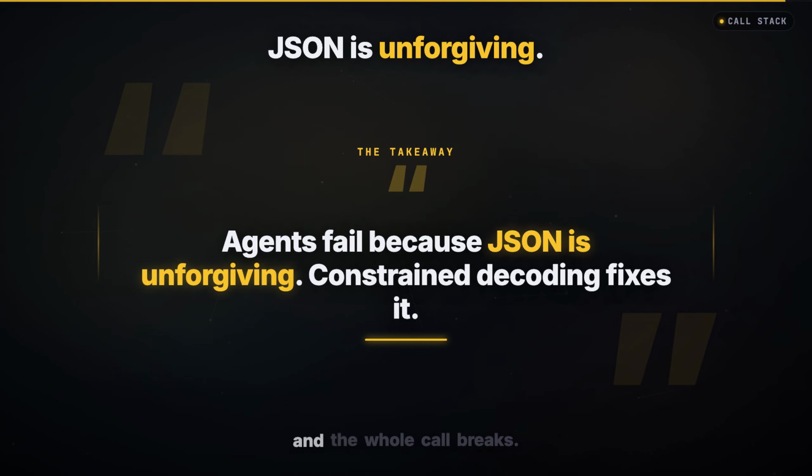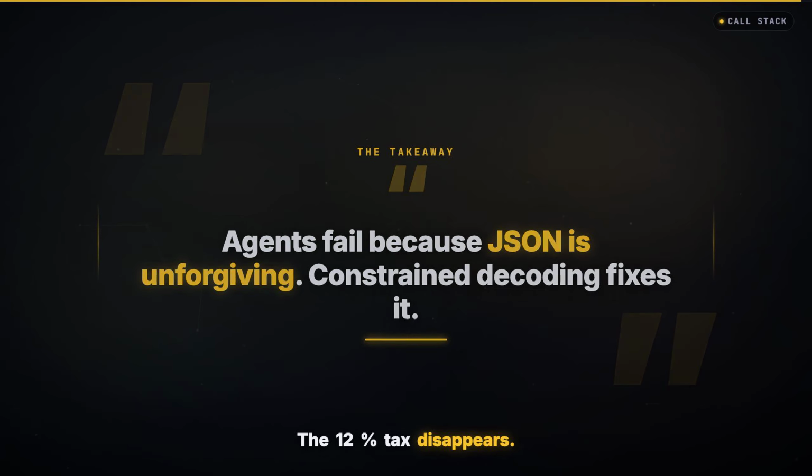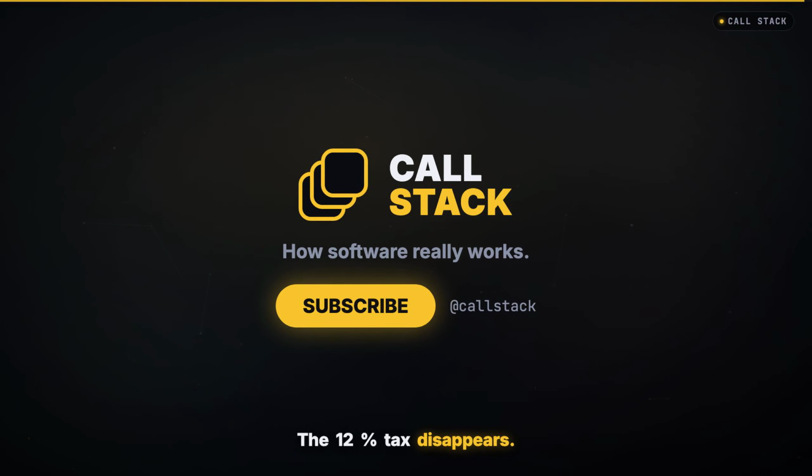The honest answer, agents fail because JSON is unforgiving. One wrong character and the whole call breaks. Constrained decoding fixes it at the cost of 1 grammar compilation step. The agent loop finally works. The 12% tax disappears. Turns out the real intelligence is a finite state machine.